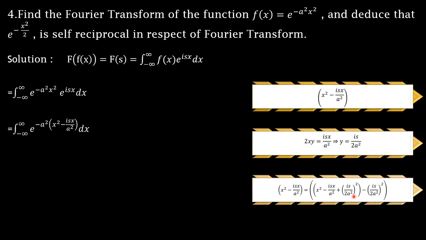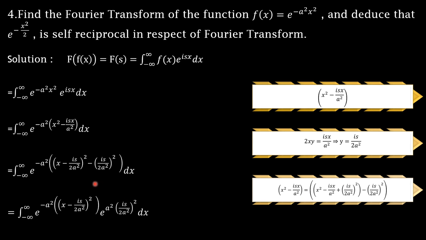So adding and subtracting y square, and observing that the first term inside the bracket is of the form a square minus 2ab plus b square, I can write it as a minus b whole square minus is by 2a square whole square. So the integral reduces to the form integration from minus infinity to infinity of e to the power minus a square into x minus is by 2a square whole square minus is by 2a square whole square.